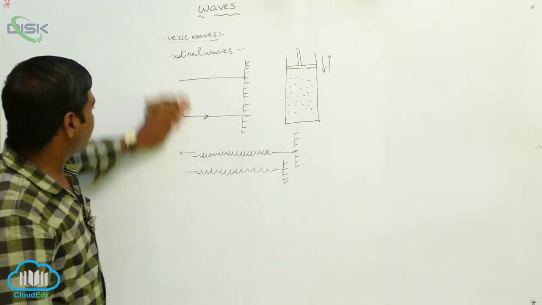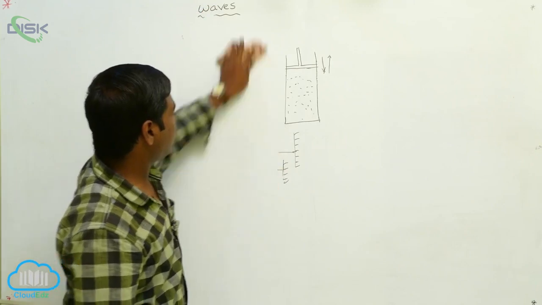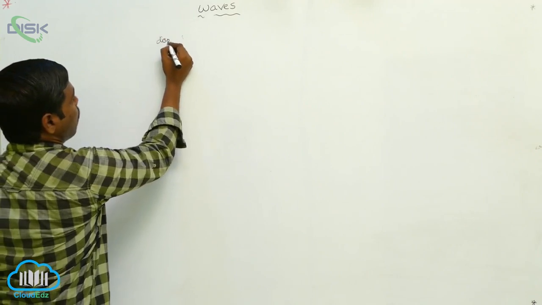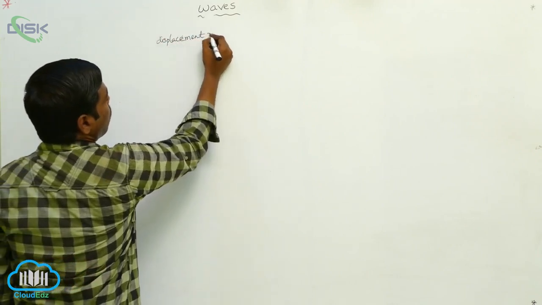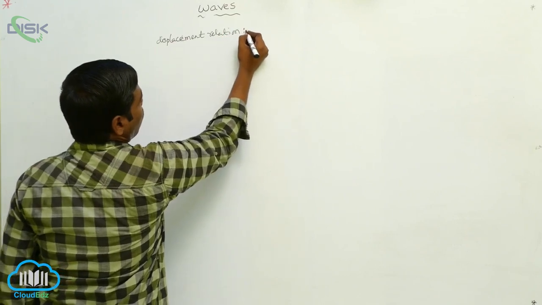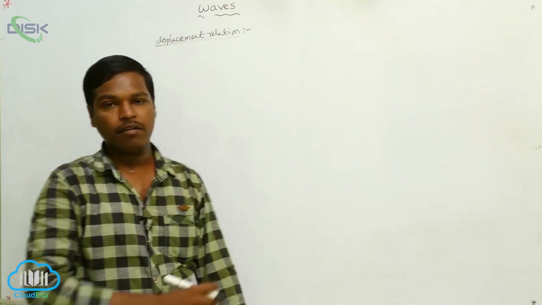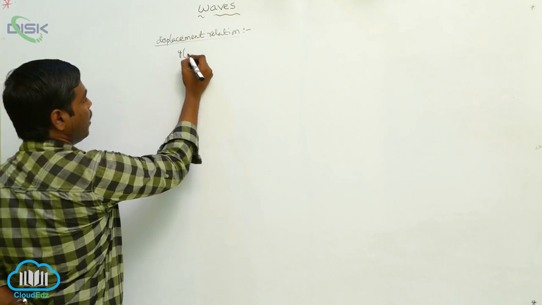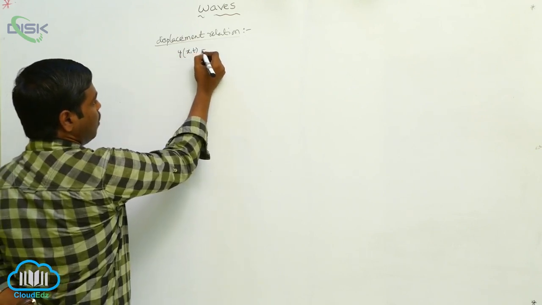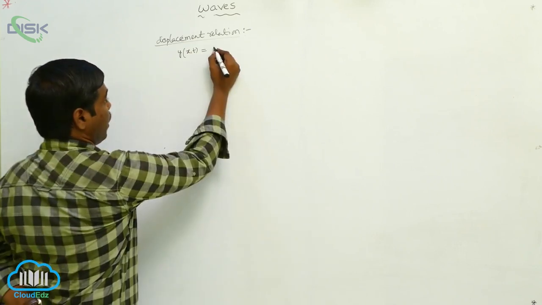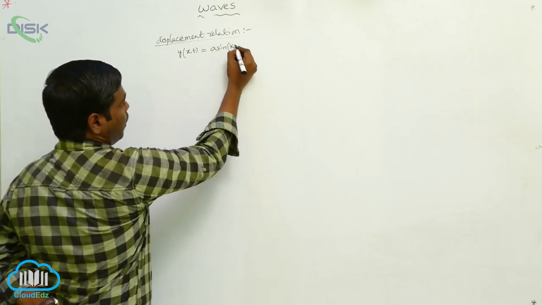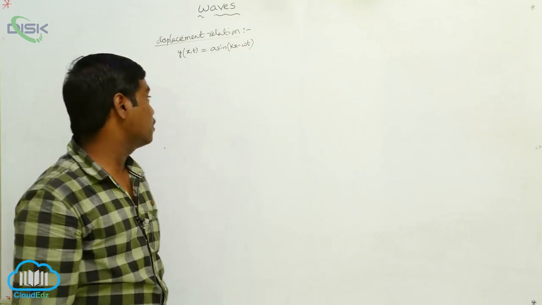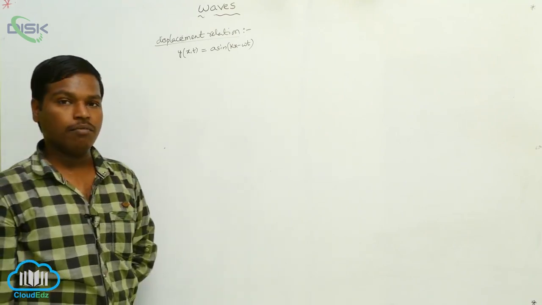Next, the displacement relation for transverse and longitudinal waves. For this displacement relation, I am taking the equation y of x comma t is equal to a sin(kx minus omega t).